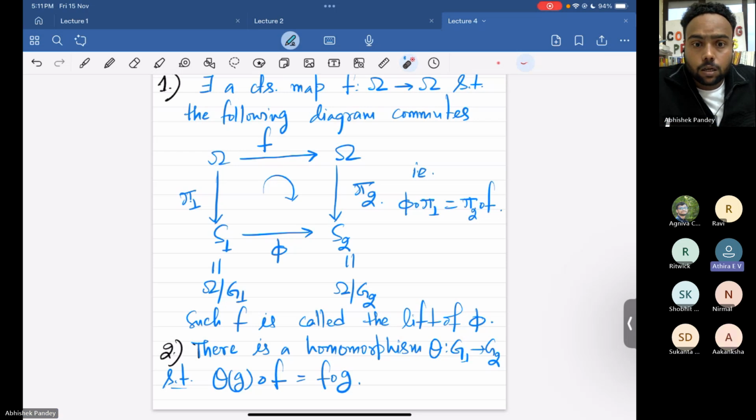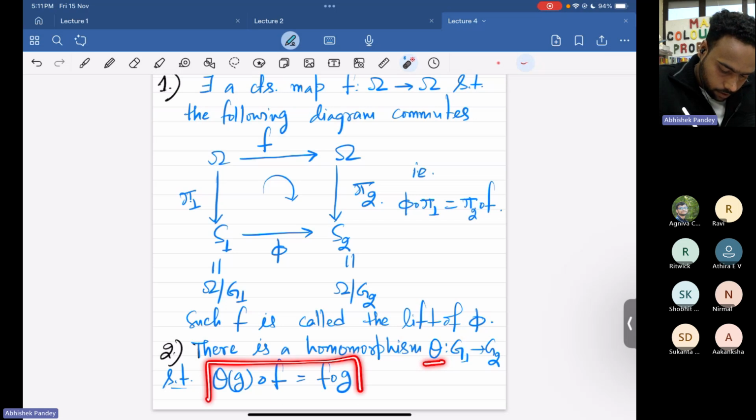Then how is this theta of g defined? Theta of g is mapping to G2. It says that there exists a homomorphism theta which satisfies this one. Theta of g will be something which will go to G2, and again you can compose with F.